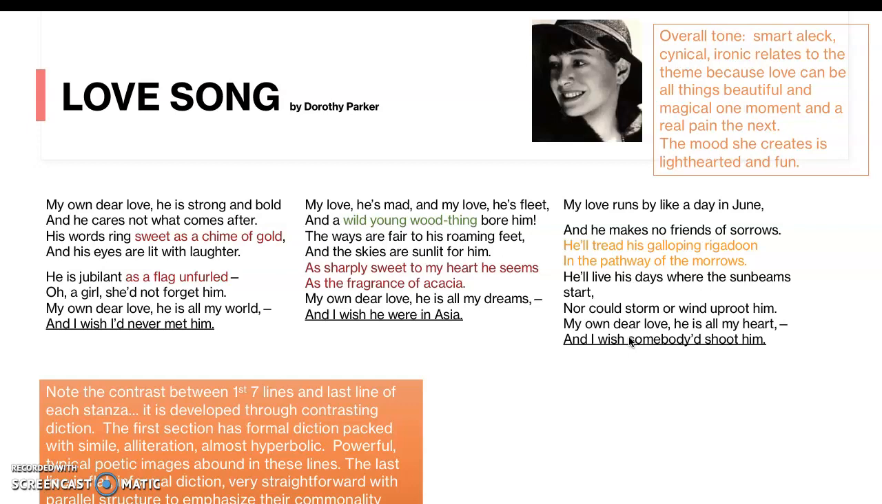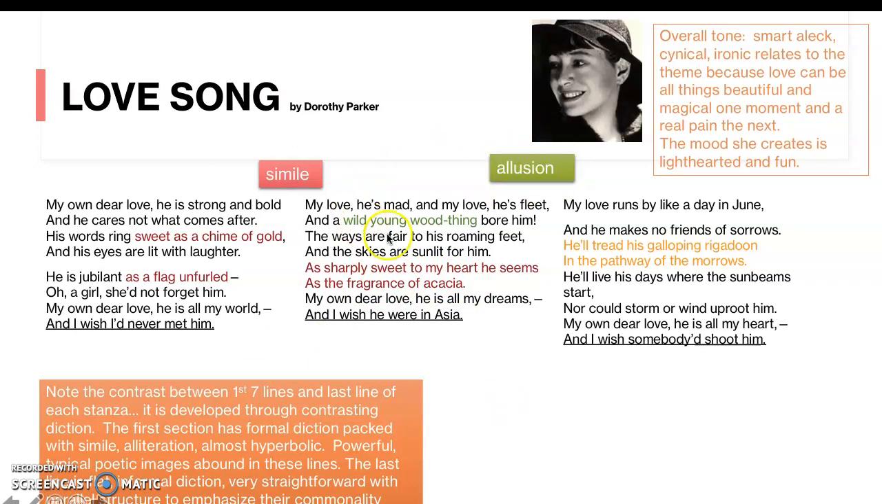And we can identify with that, because love truly can be all things beautiful and magical one moment, and the next moment a real pain. So the mood she creates right here is lighthearted and fun, even though her overall tone is pretty cynical and ironic. So here I've got the red as our similes, where she compares his words to a chime of gold, his happiness to an unfurled flag, and his impact on her heart is just like when she smells the beautiful fragrance of acacia.